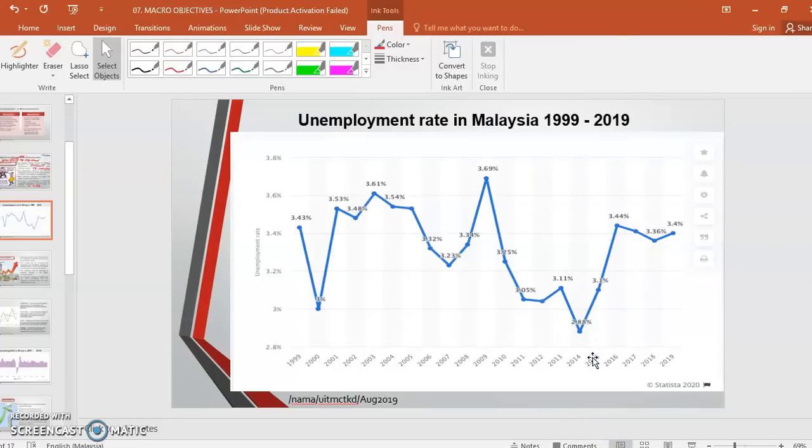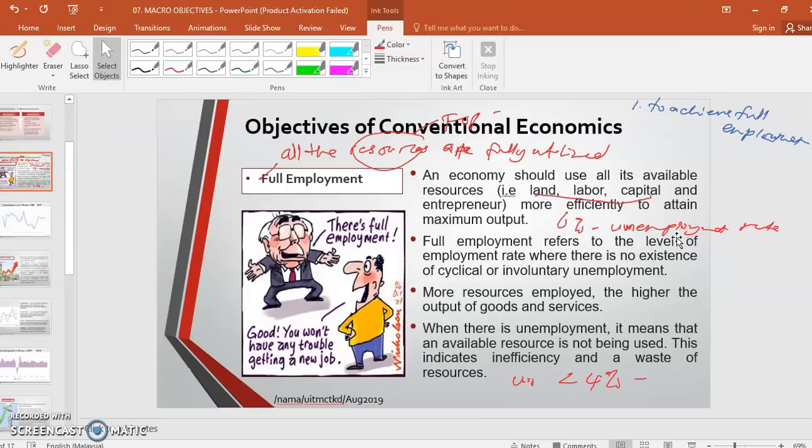Contohnya, this is the unemployment rate in Malaysia. The last one is 3.4%, so less than 4%. So we consider Malaysia still achieves full employment. Contohnya yang keluar universiti tak terus dapat kerja. Dia akan menganggur sekejap. Itu dikira unemployed. Banyak hutang tak diteroka, maksudnya the resources are not fully utilized. Tapi still dalam percentage yang sikit, so kita consider our country still achieves full employment.